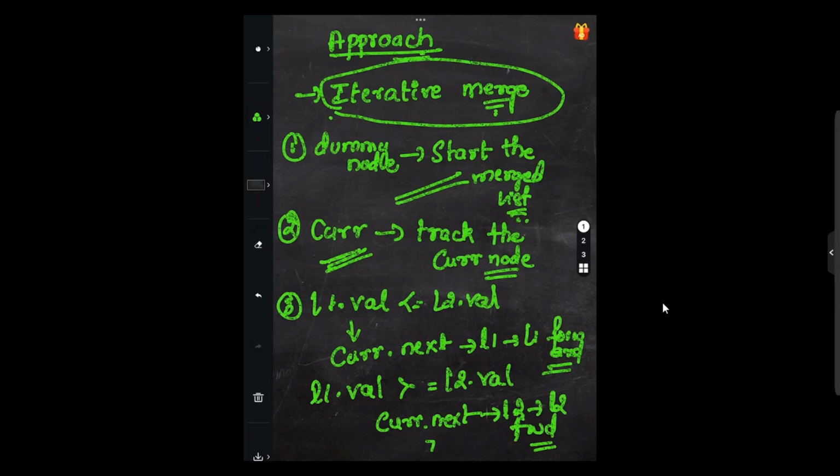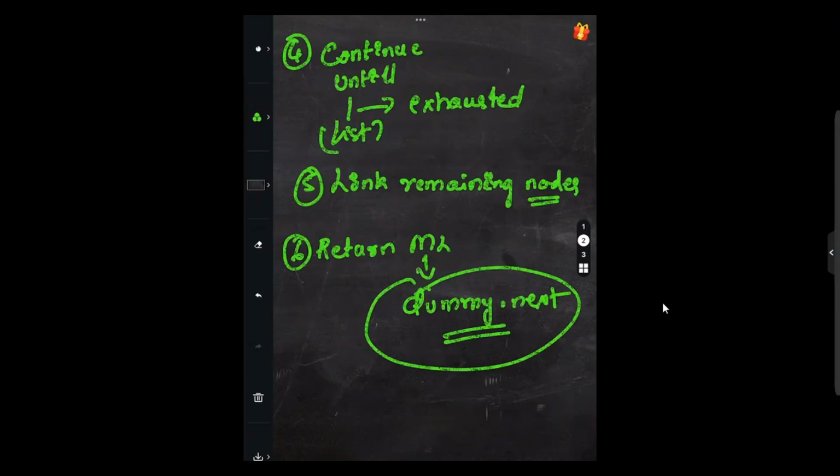After that, we have to compare the nodes in both the lists. We have a condition here. Just keep this condition in mind while we write the code. This will be very handy. If the value of L1 is less than or equal to the value of L2, then we link current.next to L1 and move L1 forward. Otherwise, if the value of L1 is greater than the value of L2, then we link current.next to L2 and move L2 forward.